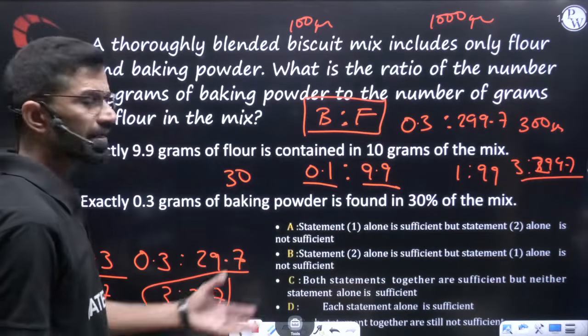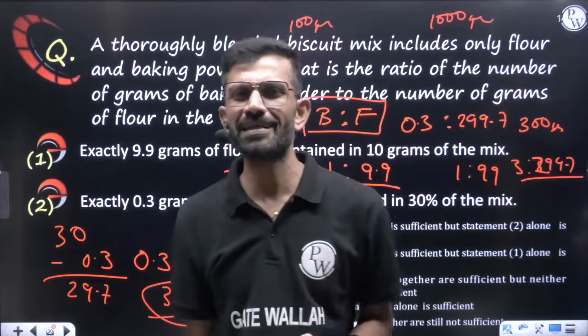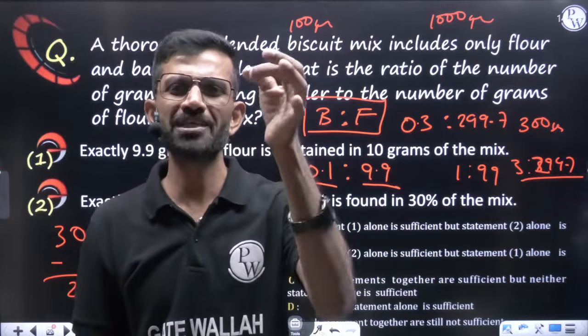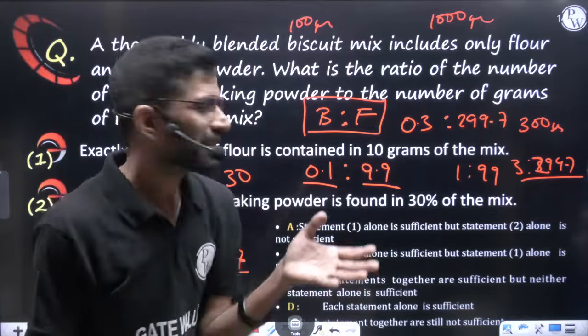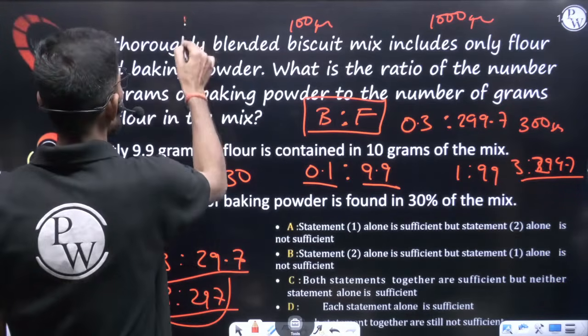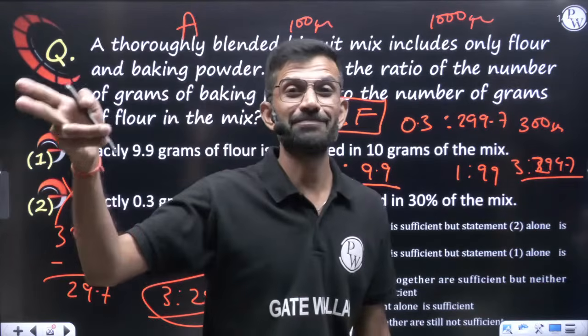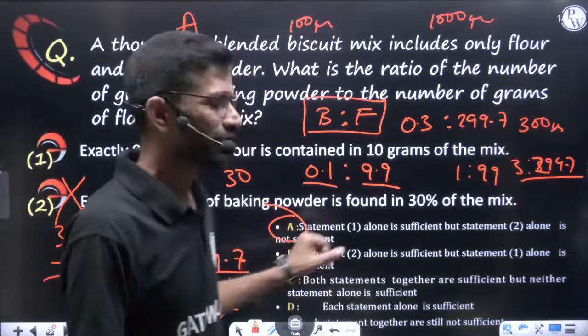My dear friend, no, they are different. We don't know the total mixture. Then how can we find the ratio? They have just given that out of the total mixture you take 30, but we don't know the total mixture. So second alone is not sufficient. First alone is sufficient. So we'll go for option A. Statement 1 is sufficient, but not statement 2. So we should go for option A.